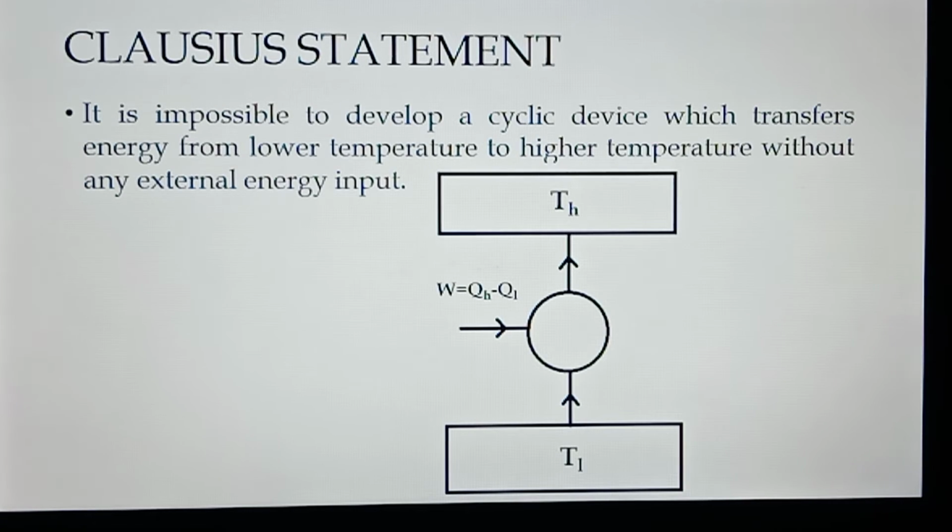Next is the Clausius statement. It is impossible to develop a cyclic device which transfers energy from lower temperature to higher temperature without any external energy input. This is the representation of a refrigeration model. Here QH and QL represent the source and the sink regions, whereas this cyclic device, the refrigerator, requires a work input and extracts the heat QL from TL, the sink region, and supplies QH to the source region.